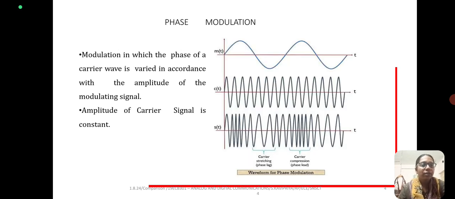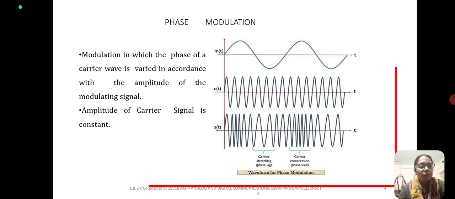And third is phase modulation, the modulation in which the phase of the carrier is varied in accordance with the amplitude of the message signal. Then we call it a phase modulation technique. Here the amplitude of the carrier is kept constant and the frequency is also kept constant. There will be a change only in the phase of the carrier signal, based on the amplitude of the message signal.